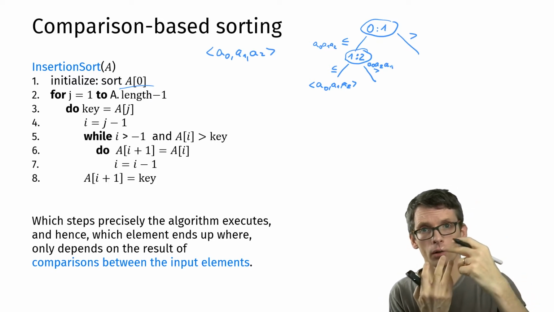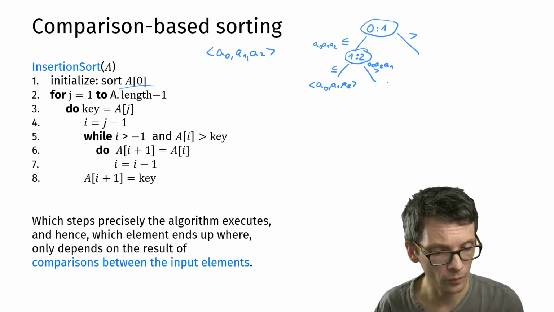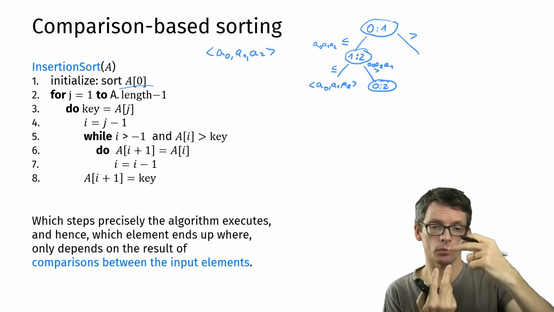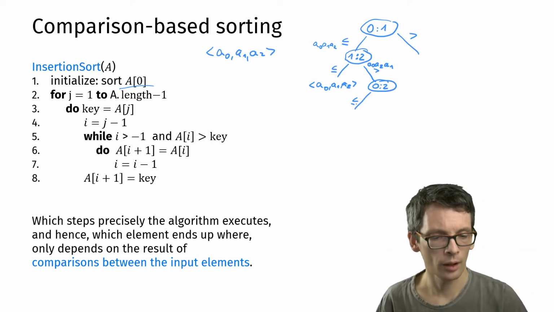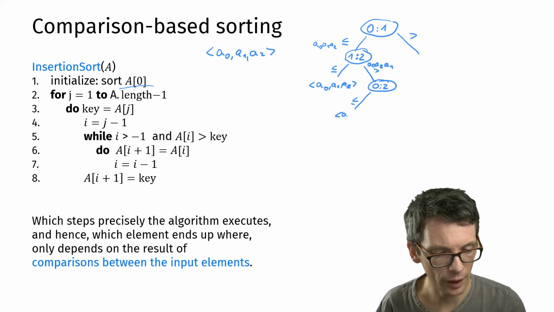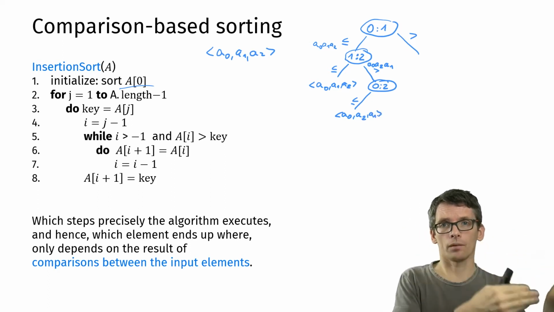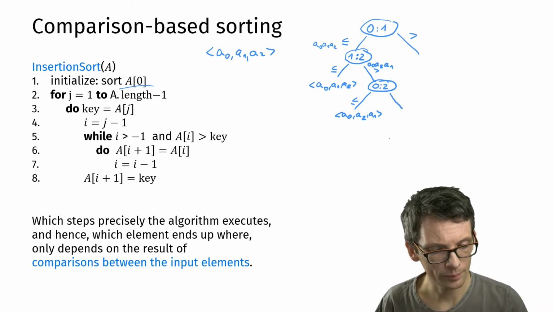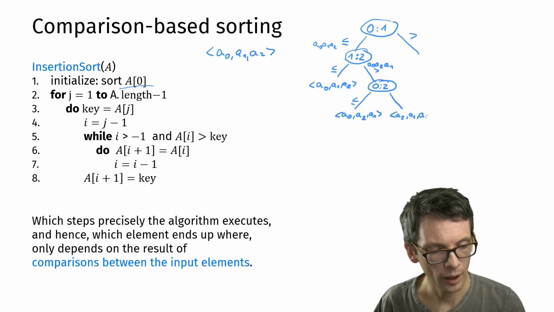So at this point we have A0, A2, A1. In this case, we still have to compare A2 and A0, that is 0 and 2. If A0 is smaller, we're done. So then we have here A0, A2, A1. If A2 is smaller, then we need to swap, so then we will get A2, A1, A0.